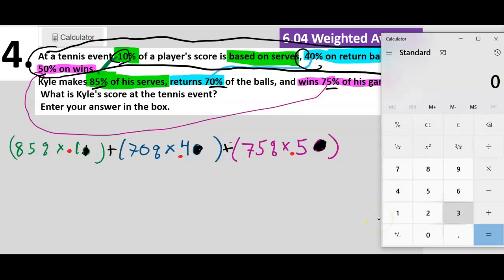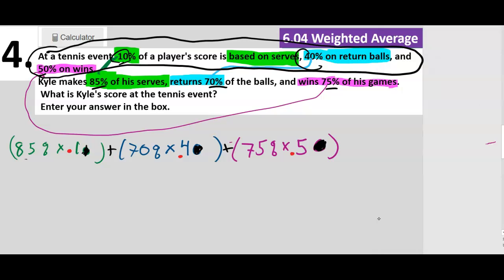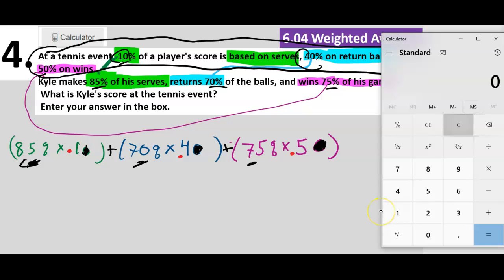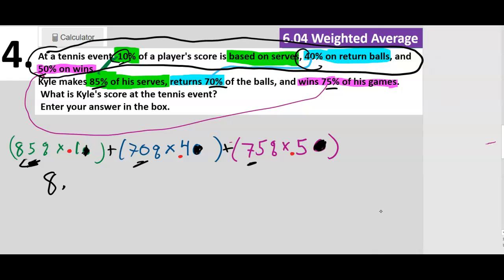See what I mean? We're not going to change 85, because we're not going to do 0.85. We're keeping that. This is going to stay 70. This is going to stay 85. This is going to stay 75. But come here, calculator. Don't be afraid. 85 times 0.1 equals 8.5. So that's going to be for our first part here, 8.5 plus, let's keep going, 70 times 0.4.